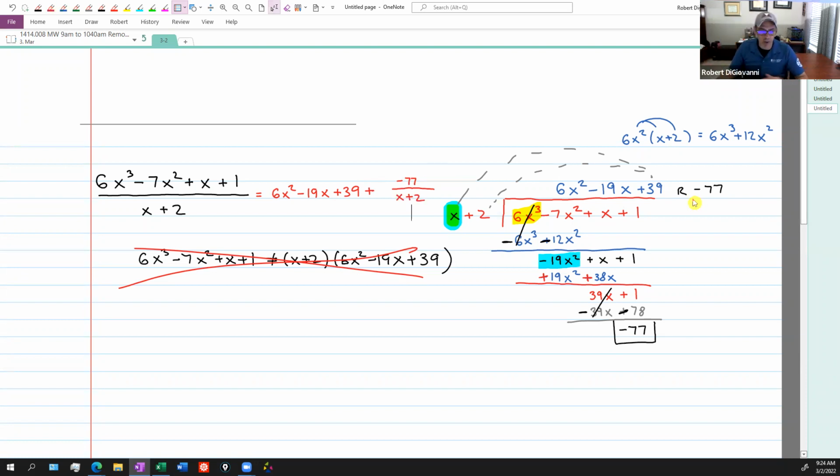So whatever you get here at the end, you divide that by this divisor. That goes here, that goes there. Do y'all see that if your remainder was 0, you wouldn't have anything here, because you would have 0 over something that would be gone, so you wouldn't have anything left. But because we have -77, we write it this way.